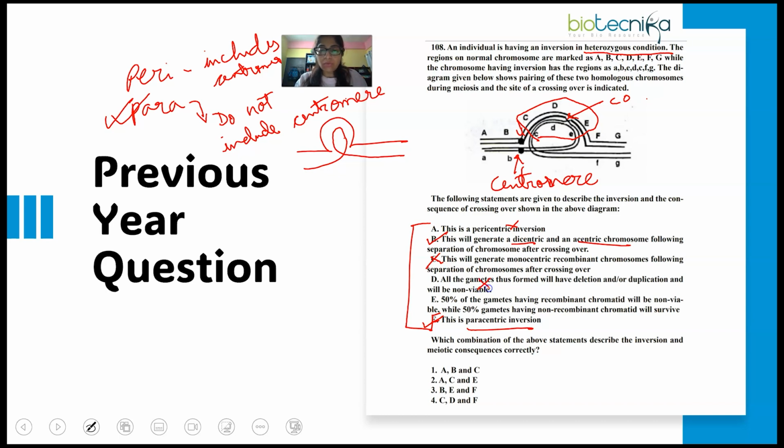That is also wrong. Why? Because 50% of the gametes which receive the chromatid that did not participate in crossing over will be viable. Only the gametes that receive the recombinant chromatids will be non-viable. So option E, which says that 50% of the gametes having recombinant chromatids will be non-viable, while the other 50% having non-recombinant chromatids will survive. Okay, so the answer will be option 3, B, E and F.